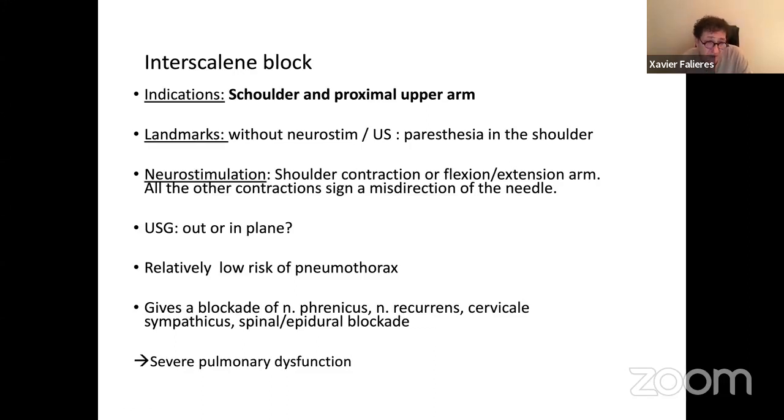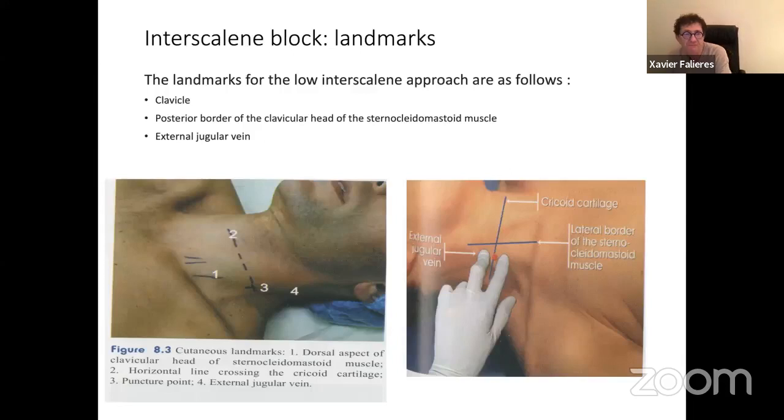But be very conscious when you give an interscalene block. Almost 100% will have anesthesia of the phrenic nerve, recurrent nerve 75%, and cervical sympathetic block with a low blood pressure. And certainly when you're giving this block blind, we can have spinal or arterial blockade. So be aware that it can be dangerous. Severe pulmonary dysfunction can be a huge problem when you give an interscalene block.